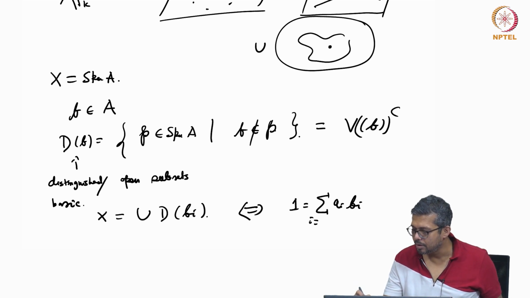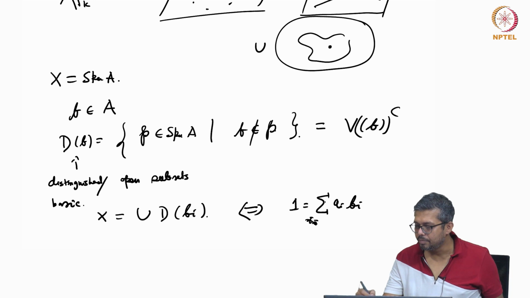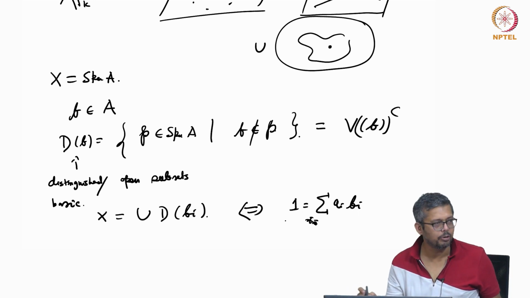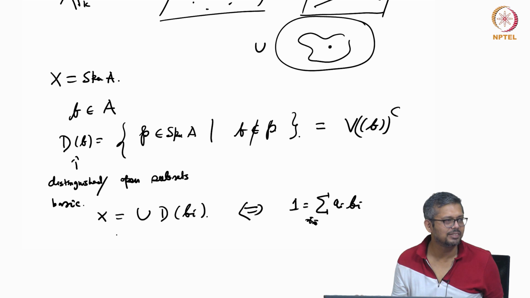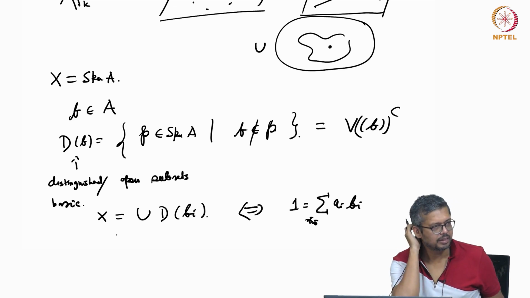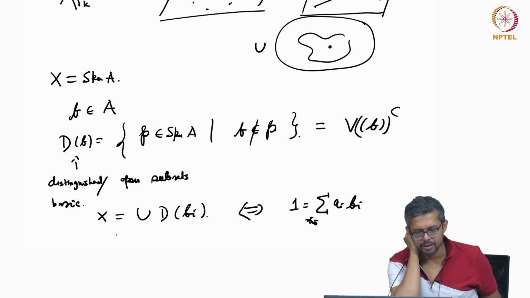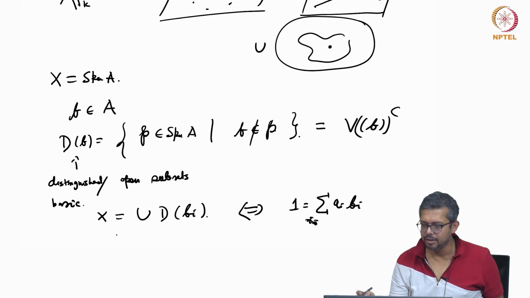Because when you write 1 as a summation of a_i f_i, it means there are finitely many, so that means it's quasi-compact, right? This is an exercise in Atiyah-Macdonald: if you can write X as a union of D(f_i), then you can write 1 as a summation a_i f_i.